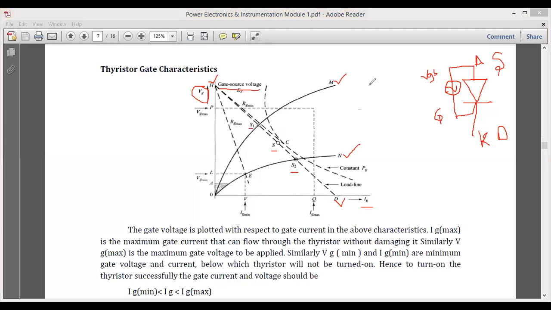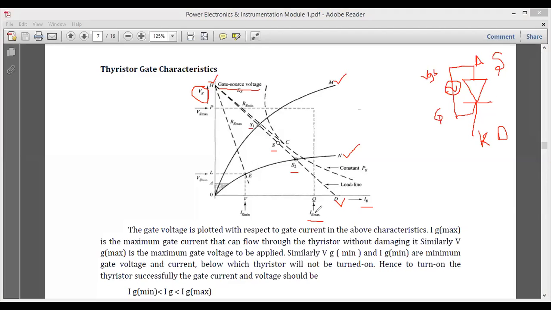Maximum gate current is nothing but this: once you apply some voltage at the gate terminal, it will have its limit in current and voltage. We call it the maximum gate current. If you apply a voltage beyond that maximum gate current, there is a possibility that your SCR will get damaged.